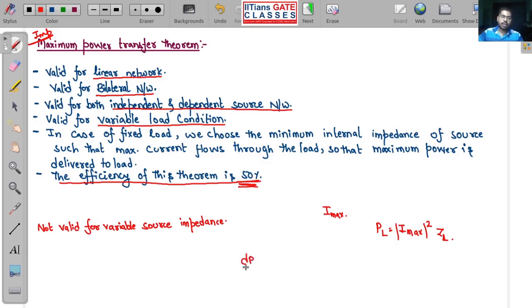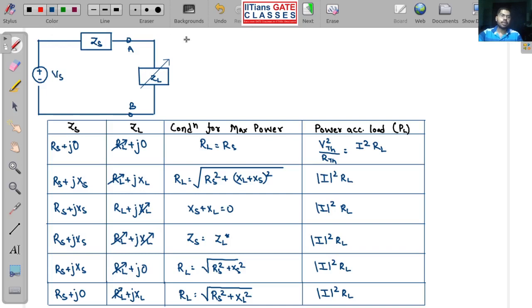Or you can just calculate dP by dz, or dP by whatever is your load impedance. You just differentiate it, calculate the value. You will be seeing what? The maximum efficiency is what? 50%. Maxima point is 50%.